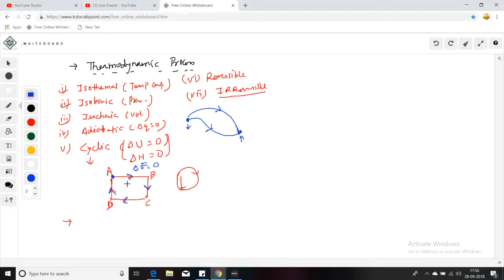Now, in a cyclic process, if the process is given clockwise like here, then we assume that work is done by the system. Clockwise is work done by the system, which is always negative, by the assumption we have. If anti-clockwise is given, it is work done on the system, so this gives you positive. This you must keep in mind.